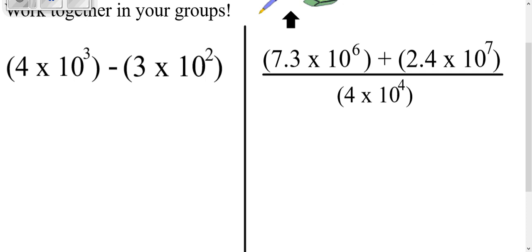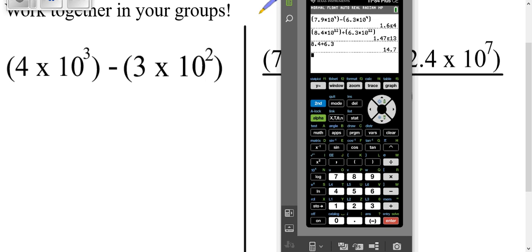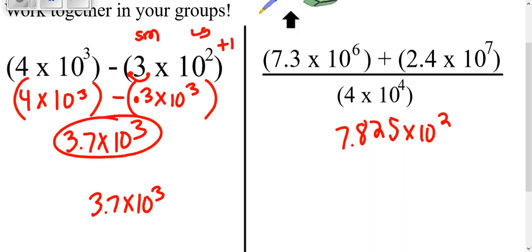All right. So we're on the next page, and you're going to work together in your groups, but there are no groups. Yay! No groups. All right. So press pause and work on the questions right now. So again, just use your calculator, but I'll show the first one by hand once.